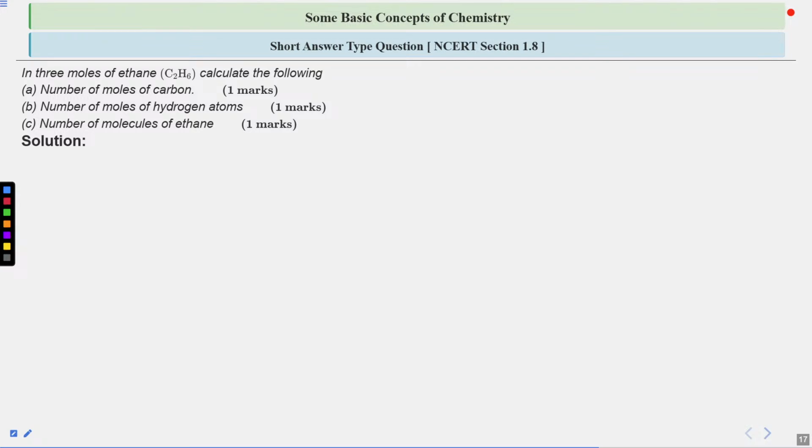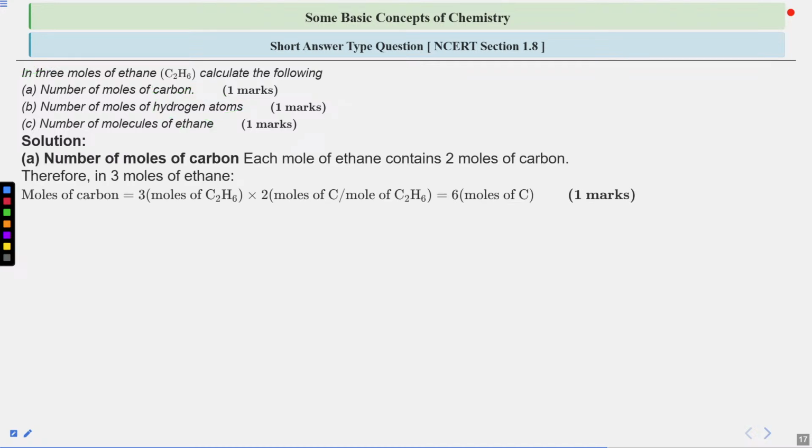So you have to calculate the number of moles of carbon, the number of moles of hydrogen atoms, and the number of molecules of ethane in 3 moles of ethane. Our first question says the number of moles of carbon. Now, what will be the number of moles of carbon in 1 mole of ethane? It will be 2, because in 1 mole there are 2 carbons. Then in 3 moles there will be 3 into 2, that is 6 moles.